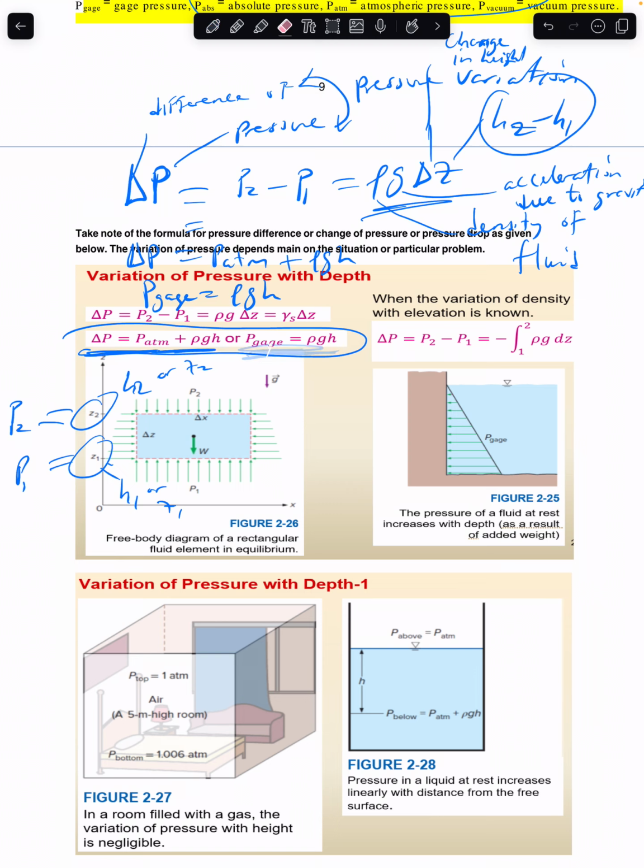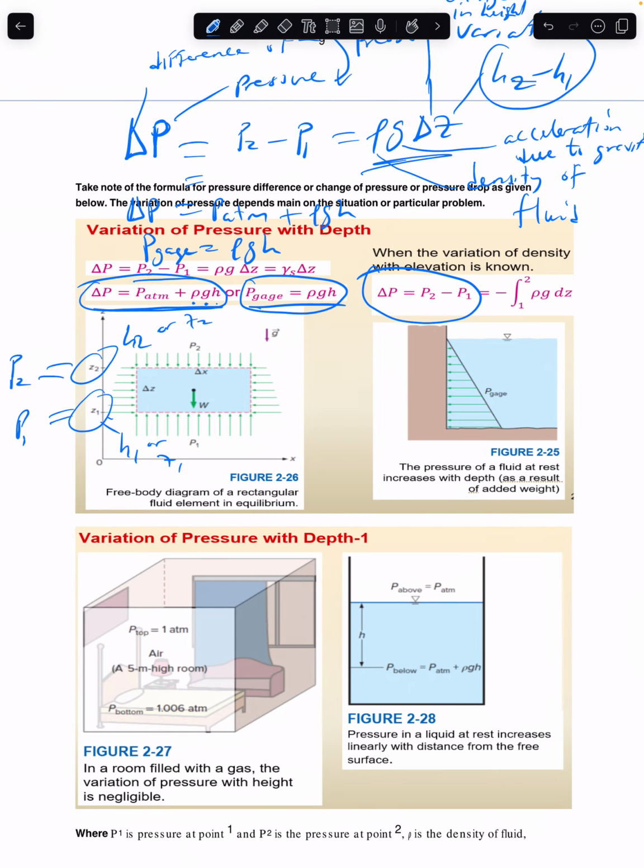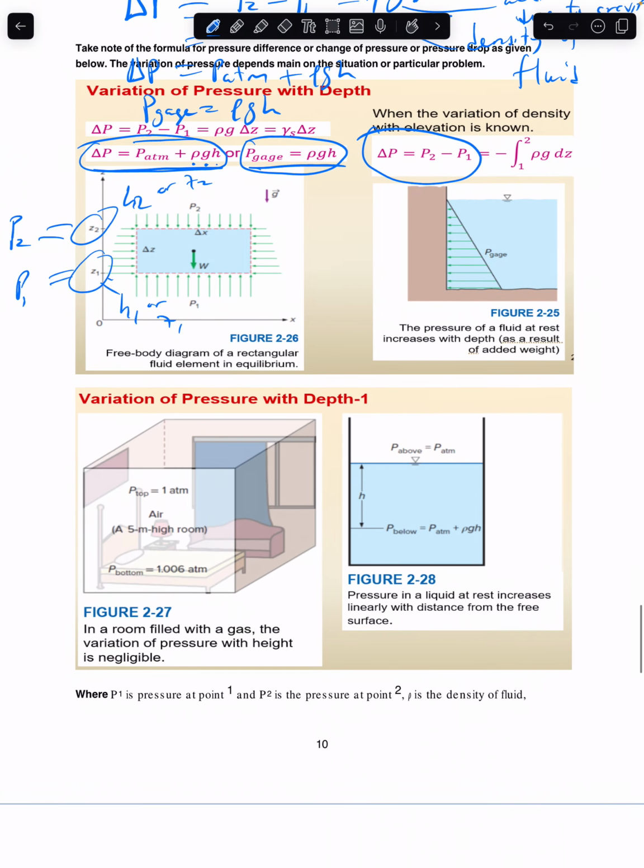But the take-home message for you, you should know that gauge pressure is still pressure difference, and atmospheric pressure plus density of water times G times H is still going to give you gauge pressure, and pressure at point 2 minus pressure at point 1 is still going to give you the pressure variation. So I'm talking about pressure variation. So this formula can be used for pressure variation, this can be used for pressure variation, and this can be used for pressure variation. So effectively, those are the different formulas that you must keep in mind for pressure variation.